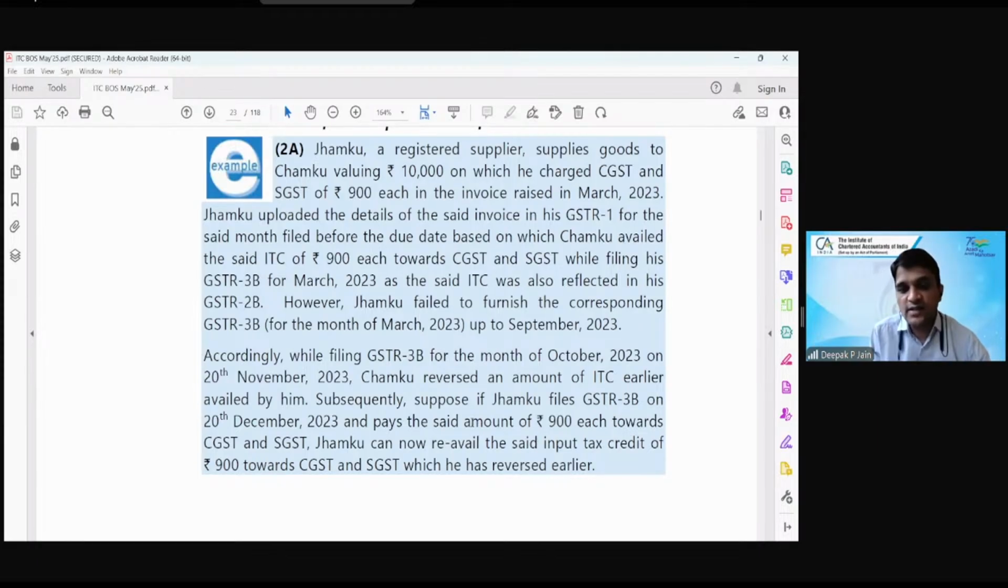Fine. So then subsequently, Jamco pays the said amount of rupees 900 while filing his March return on 20th. So Jamco can now re-avail the credit क्योंकि इसने reverse कर दिया था. Okay. Chamku can now re-avail. Here there's a mistake. It should not be Chamku. It should be Chamku. Because who's claiming the credit? Chamku is claiming credit. He has reversed it, so he can claim it. So the examiner or the person who's prepared also has got confused. It should have been Chamku here. Chamku can now re-avail the said input tax credit of 900 towards CGST and SGST, which he has reversed earlier. Got it?